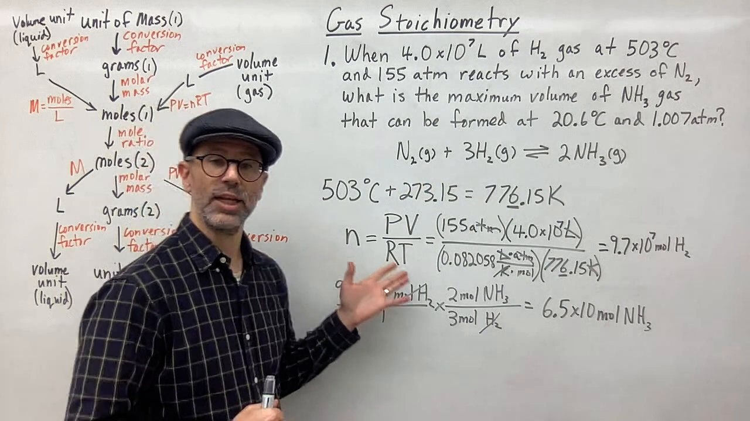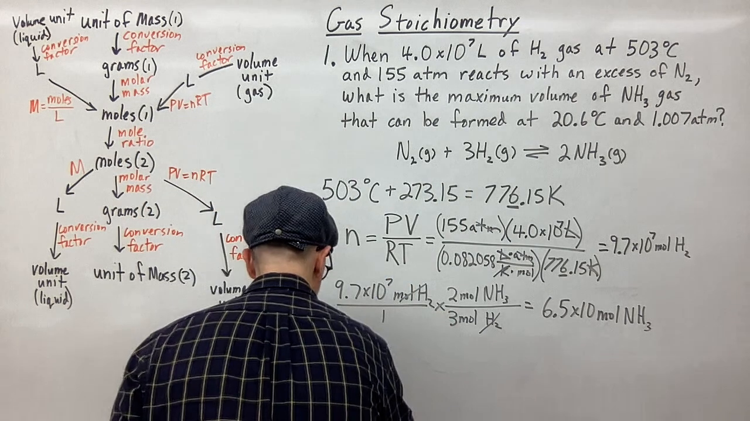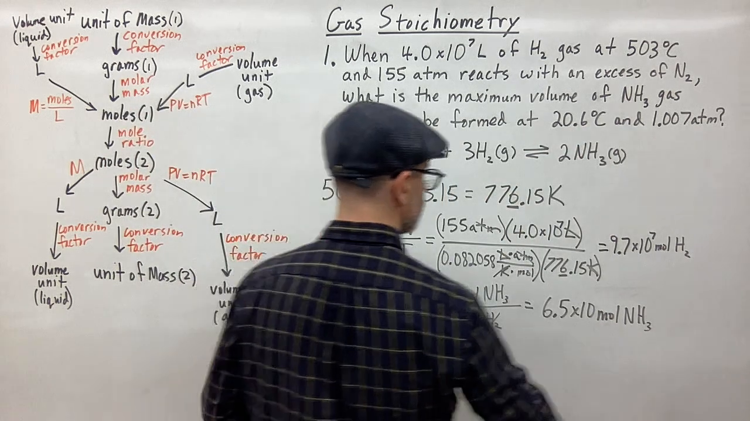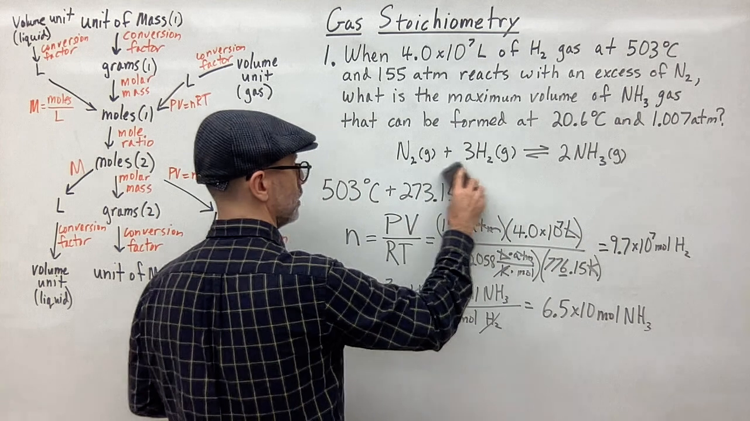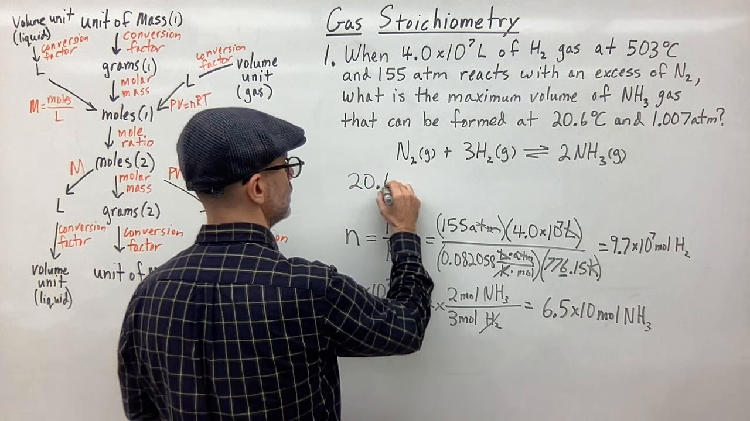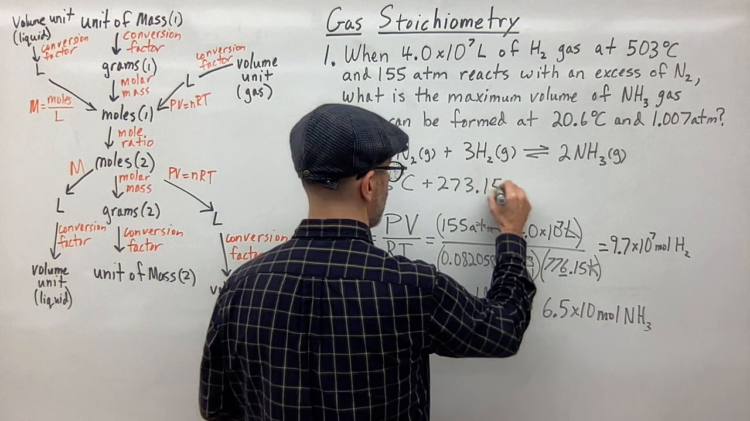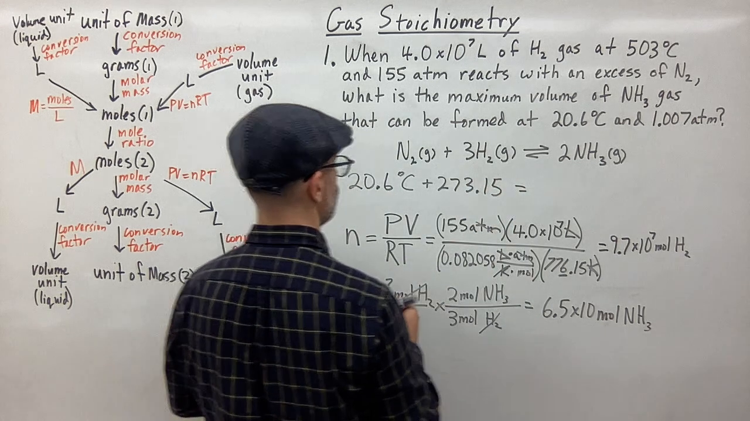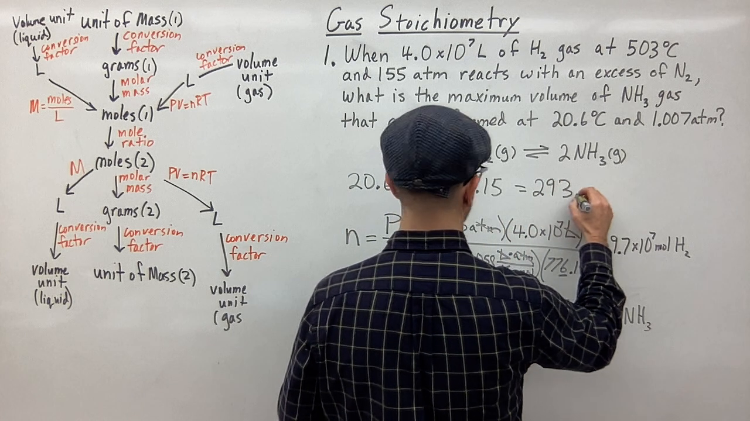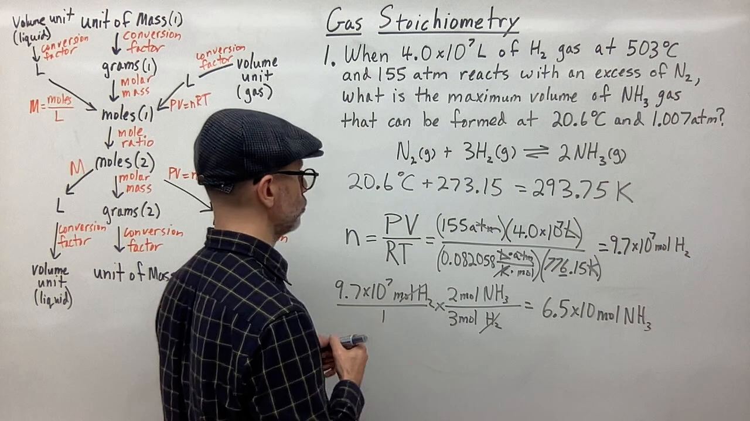Now we're going to use our ideal gas law again to convert to liters. So in this case, liters, what do they give us? So it's 20.6 degrees Celsius. So let's go ahead and erase this so we can give ourselves some room. So now it's 20.6 degrees Celsius plus 273.15. And so that's going to be 293.75 Kelvin.